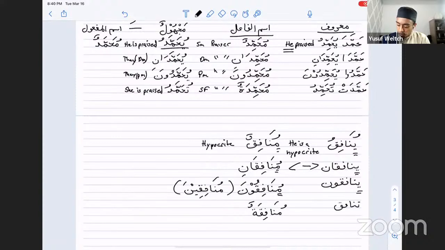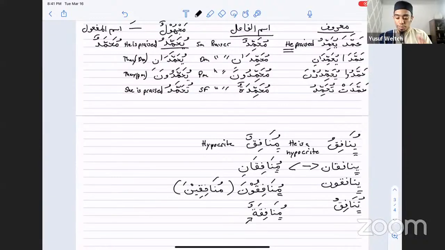Okay, and then tunafiqu would be the feminine. So here, the only difference is you would change the ta to a meem, but you would have to add the feminine ta at the end. So the same method applies to all of the forms between 2 and 10.